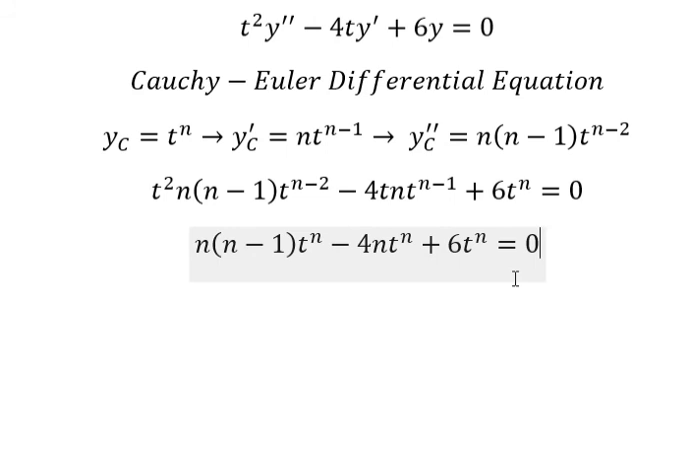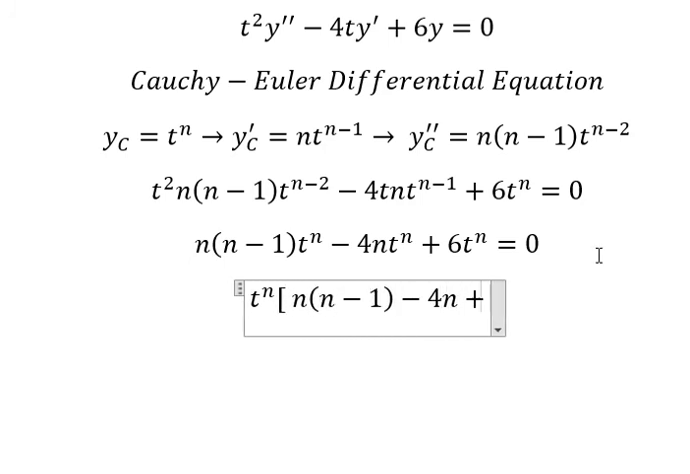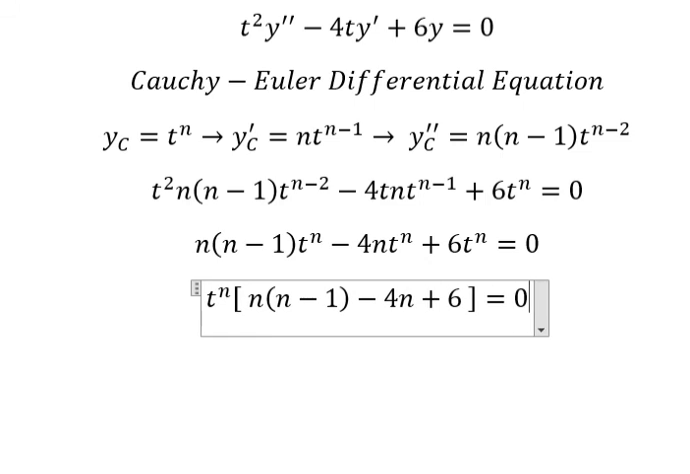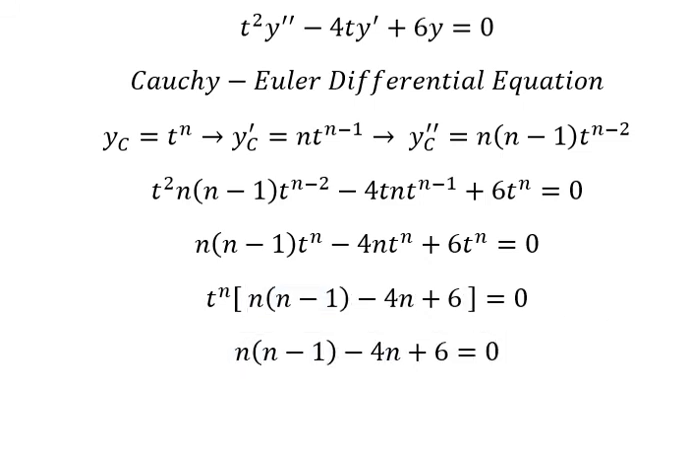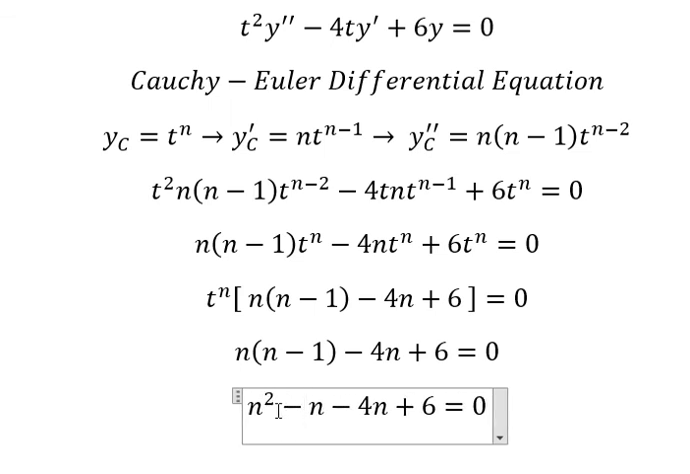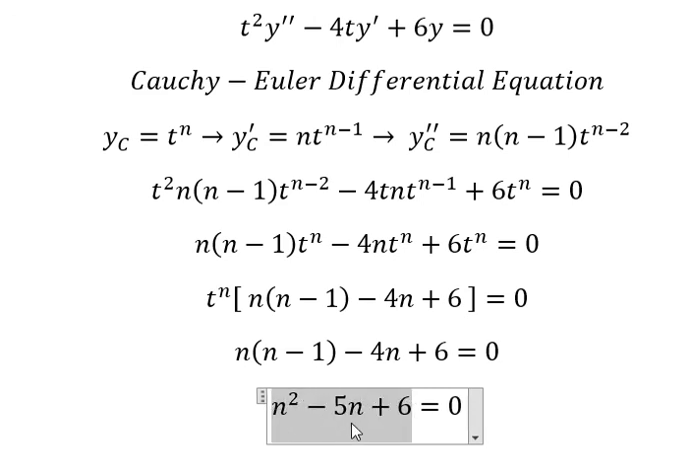Next, we can do factorization by t to the power of n. So we put this one equals to number 0. And now we need to expand this one. So we have n squared minus n, negative 4n, we have negative 5n. And now we need to find the solutions of this one.